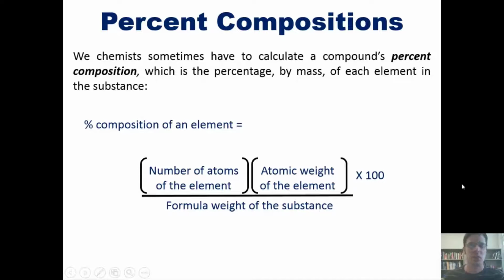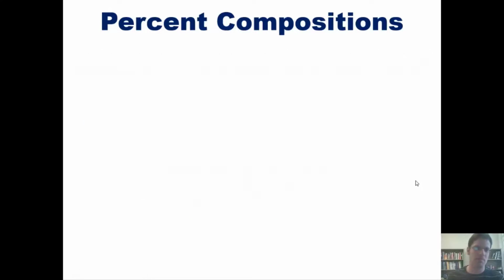That's the percent composition of the element. I'm sure that's all very straightforward, right? Let's take a look then at a problem.